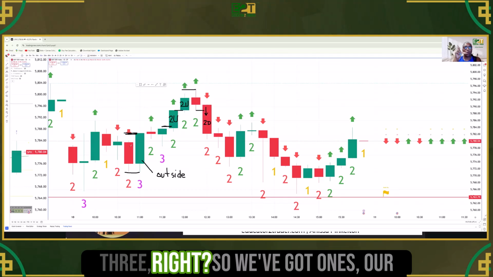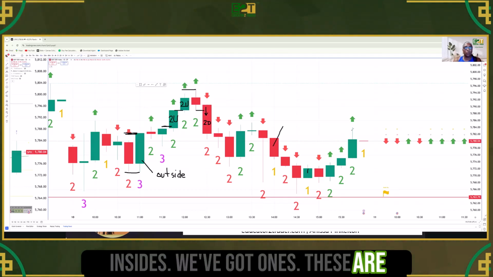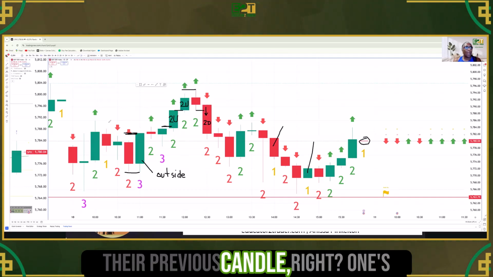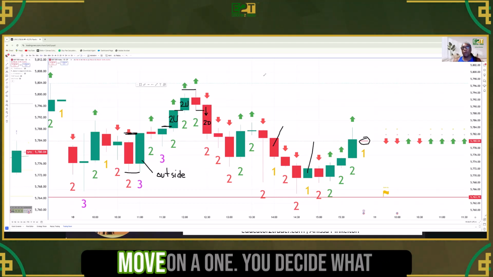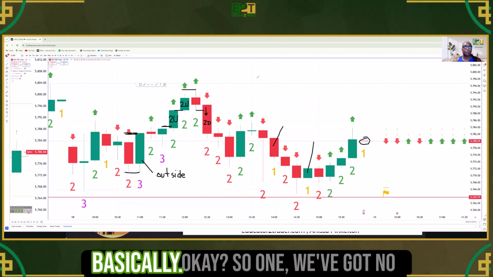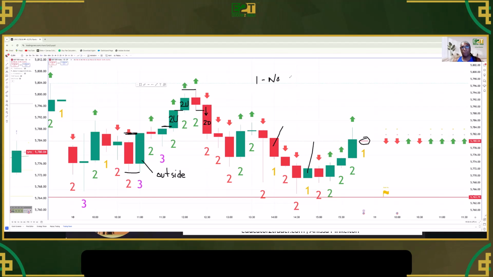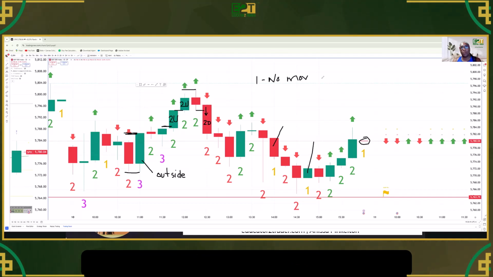All right. So 1s are insides. These are 1s, all inside candles. They're inside their previous candle, right? 1s are indecision. You don't make a move on a 1. You decide what happens on the next candle, basically. Okay. So a 1, we've got no moves. That's our indecision, deciding which way we're going from here.